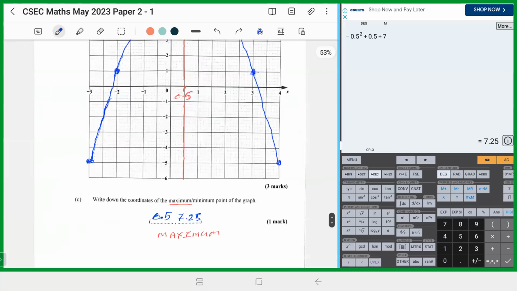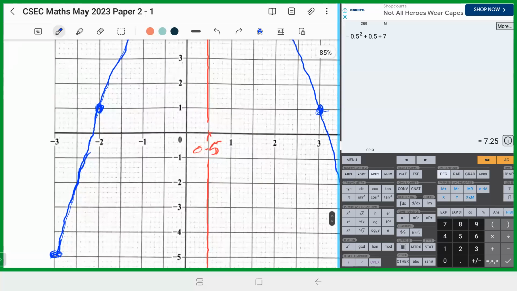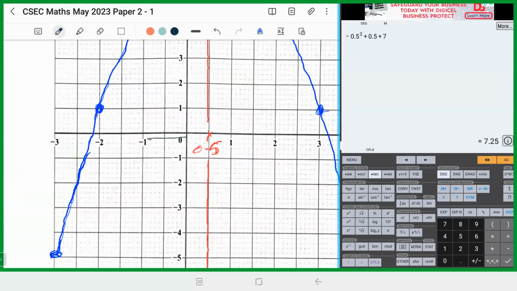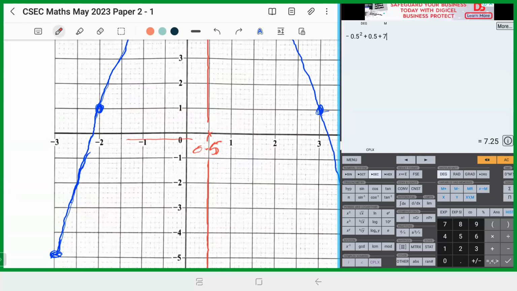I need to read the scale properly. If you look at the horizontal scale of the graph, it is 2 centimeters to 1 unit. So there are 10 lines, 10 millimeter lines between here and here. So each of these little lines is 0.1. So it's 0.1, 0.2, 0.3, 0.4, 0.5, negative, right?